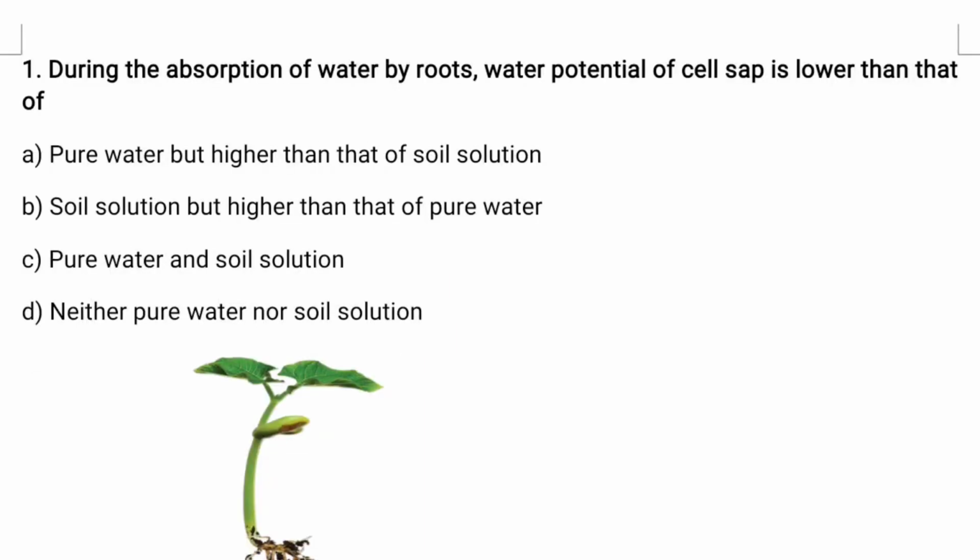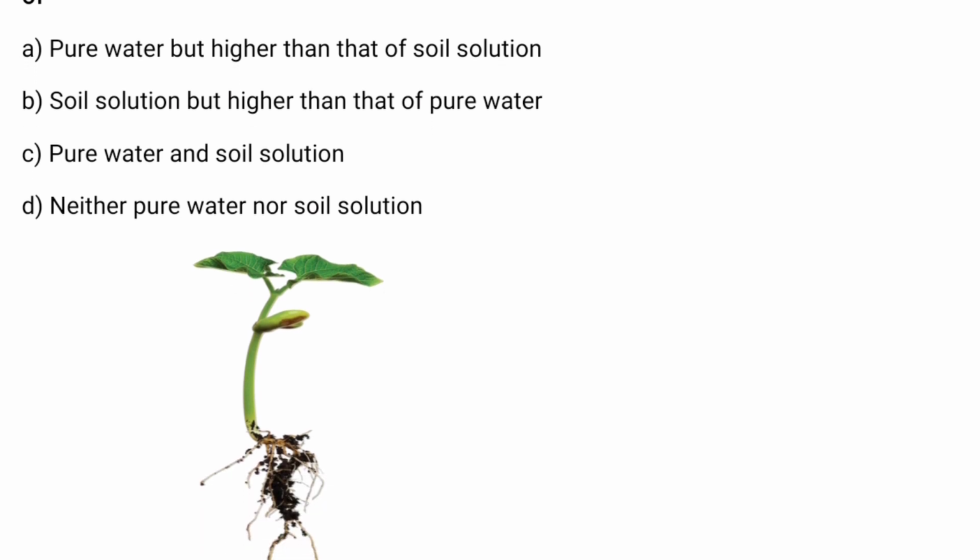During the absorption of water by roots, water potential of cell sap is lower than that of. Options are: pure water; but higher than that of soil solution; but higher than that of pure water and soil solution; neither pure water nor soil solution. So let's see the explanation for this question.